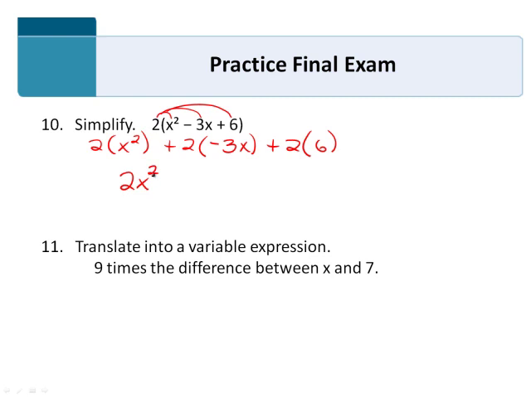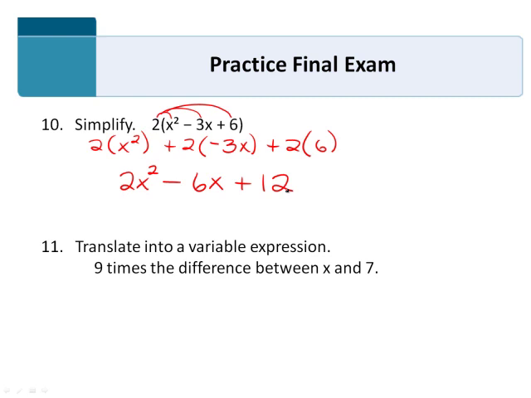Now, multiply before you write your sign. 2 times a negative 3x would be negative 6x. So that sign changed there. Be careful, okay? And then on the last step, 2 times 6 would be positive 12. And there's no like term, so that's your answer.